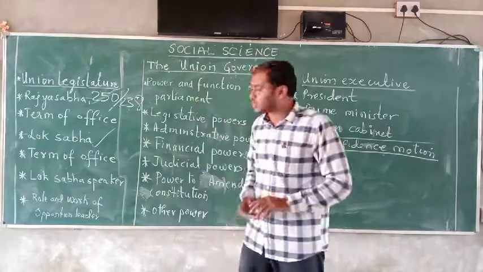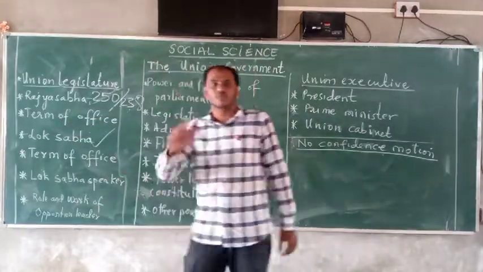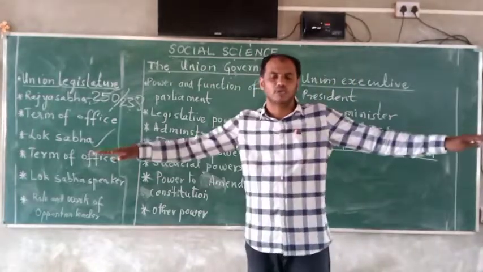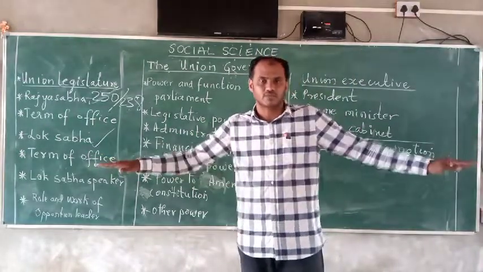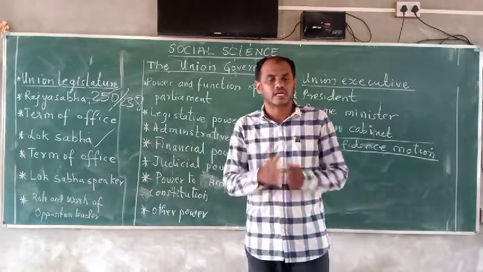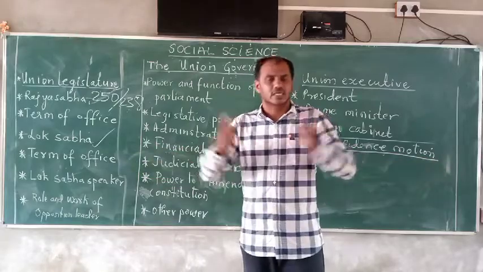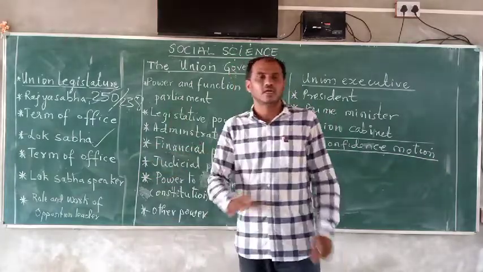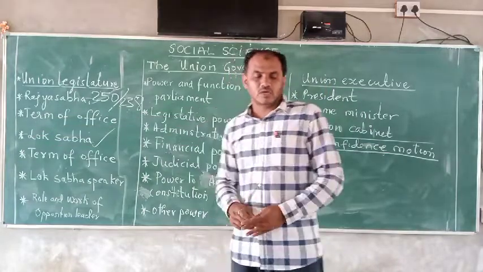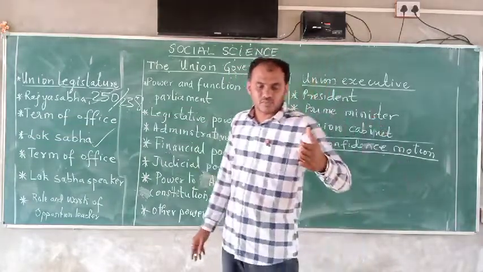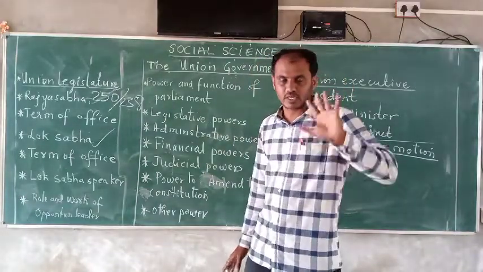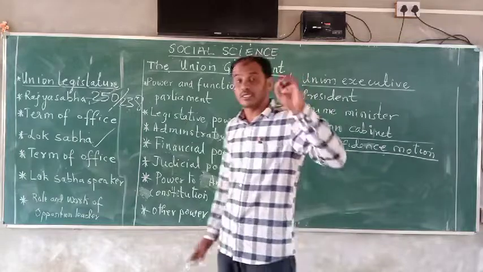Next we will come to the term of office. Rajya Sabha is a permanent house. The Lok Sabha has to be dissolved every 5 years and there is an election, but the Rajya Sabha will not dissolve. The term of the members of the Rajya Sabha is 6 years.